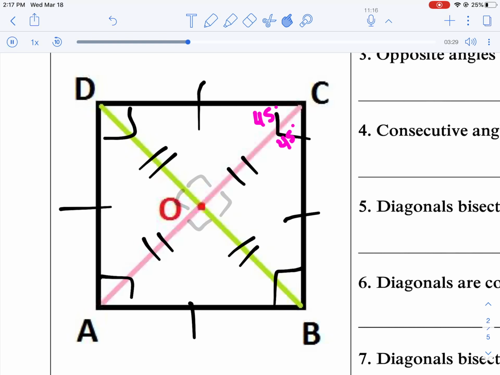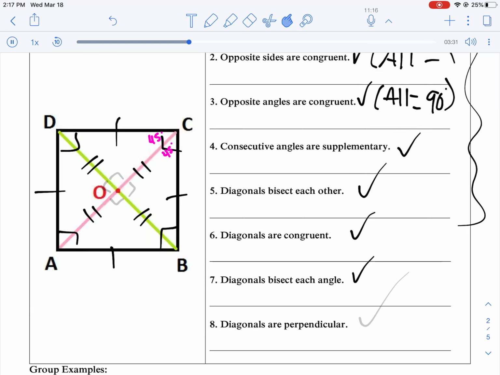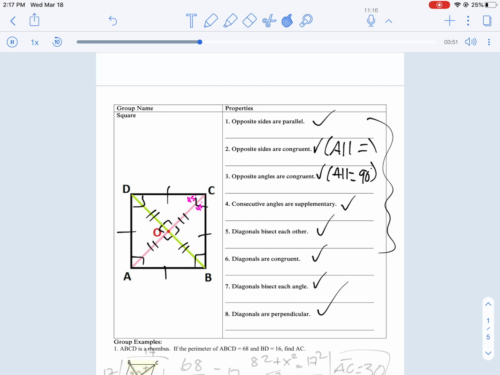And then our last property of the square is diagonals are perpendicular. So again, where the diagonals intersect, we have right angle, right angle, right angle, right angle. So we have basically 4 right triangles in there. Now, if you notice, the square is basically combining the properties of the rectangle and the rhombus. It's like if the rectangle and the rhombus had a baby, it would be a square.